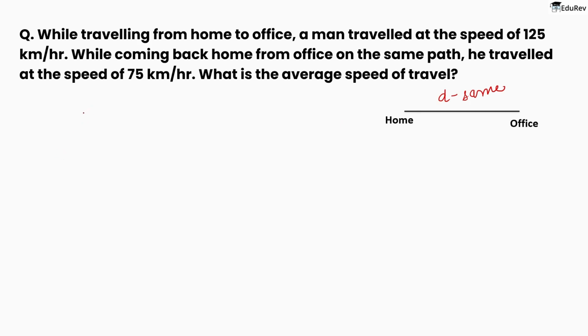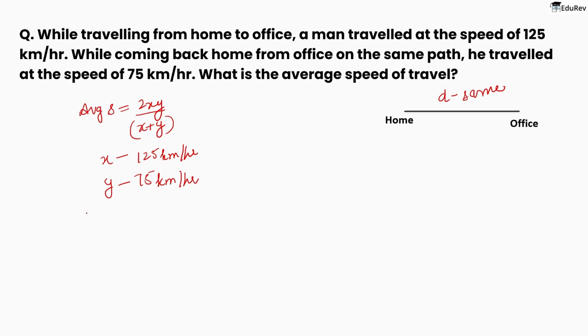So to find the average speed of the travel, we will directly use the formula we learned in case 1, which is average speed equals 2xy divided by x plus y. Here x will be his speed from home to office, which is 125 kilometers per hour, and y will be his speed from office to home, which is 75 kilometers per hour. Putting both of them into the formula, we get average speed equals 2 into 125 into 75 divided by 125 plus 75. Solving further, we get 2 into 125 into 75 divided by 200.